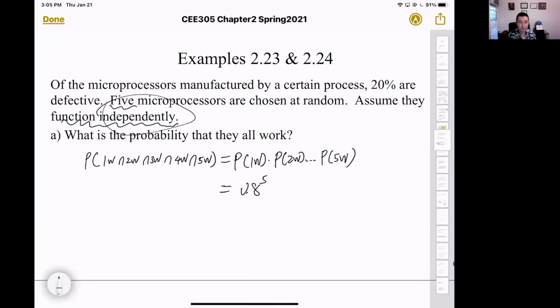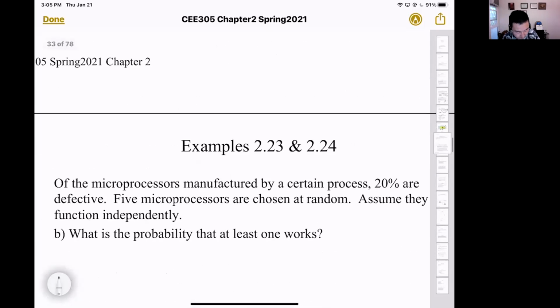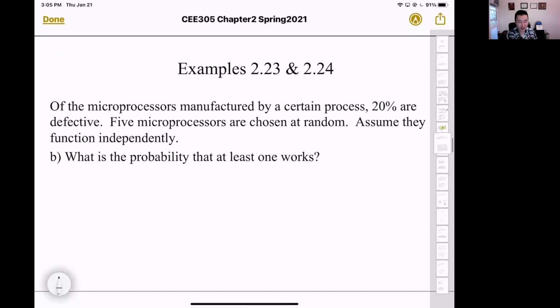Okay. Because they function independently. If the question asks, what is the probability that at least one works? Okay. Here we're gonna use a trick which we'll use quite a lot in the future. Okay, so we can think what are the possible outcomes.